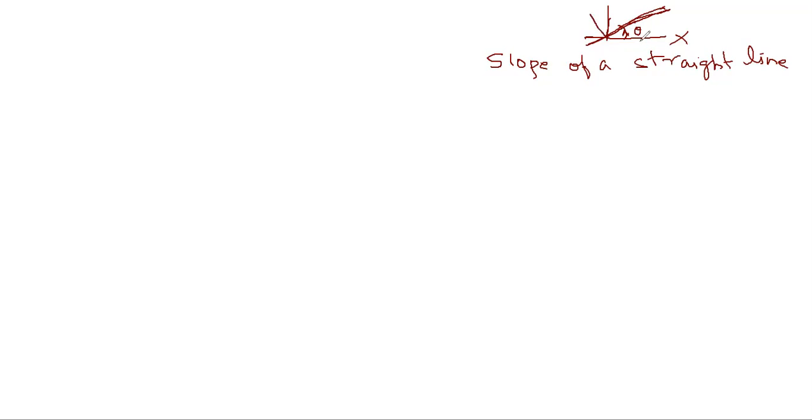What is slope? Before slope, you can see that this is the inclination of the line with the x-axis, theta. Theta can be equal to or greater than 0 and less than or equal to 180 degrees.